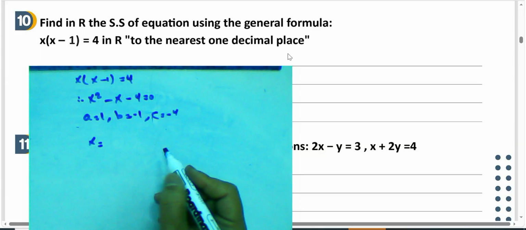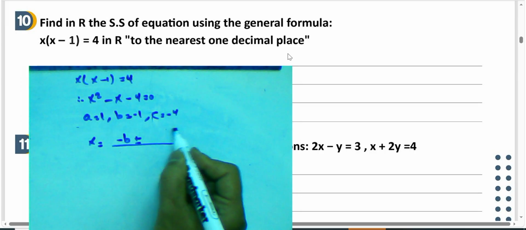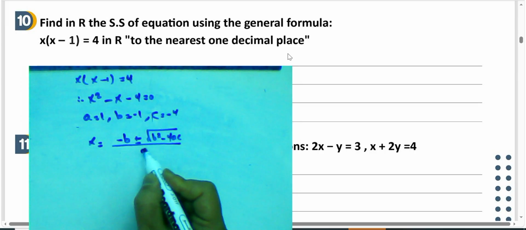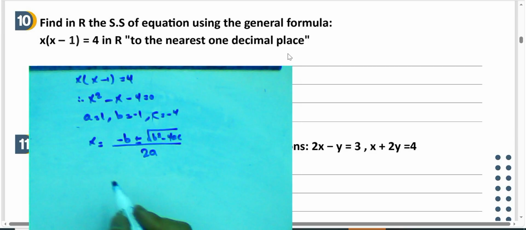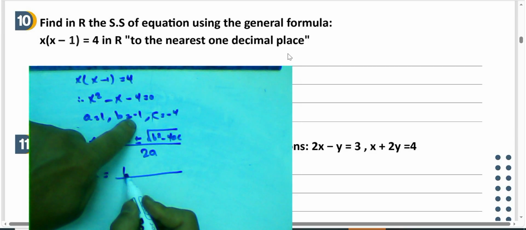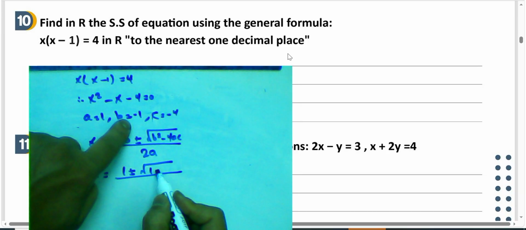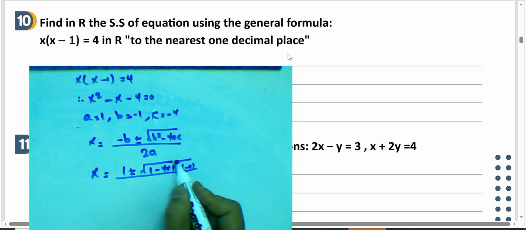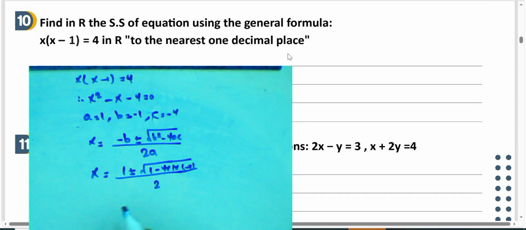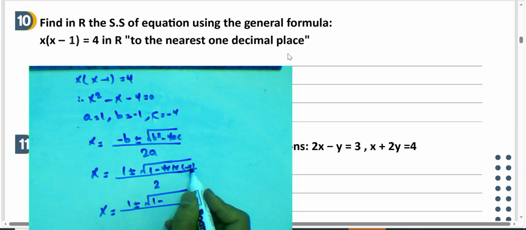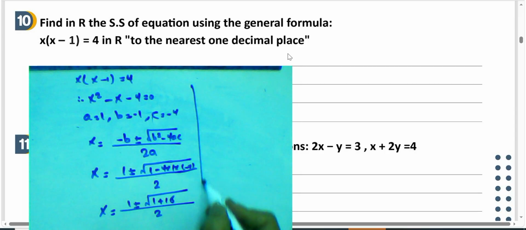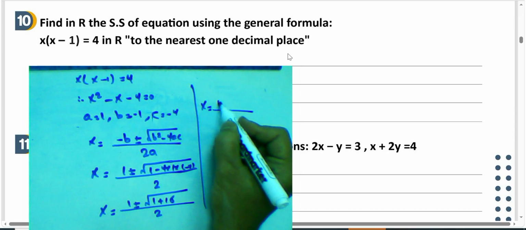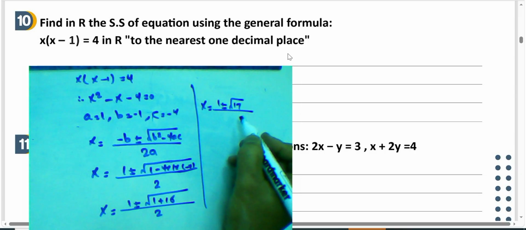x equals negative b, positive or negative square root of b power 2 subtracted by 4ac, over 2a. The value of x equals negative b, which will be 1, positive or negative square root of b power 2, subtracted by 4 times a times c, over 2 times 1, which is 2. So 1 positive or negative square root of 1 subtracted by negative times negative positive, 4 times 4 is 16, over 2. The value of x equals 1 positive or negative square root of 17 over 2.